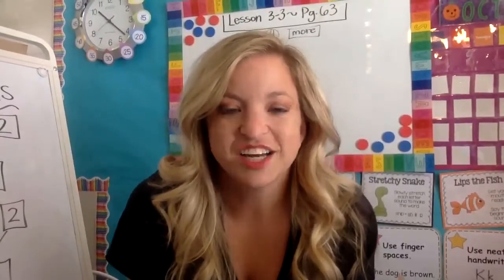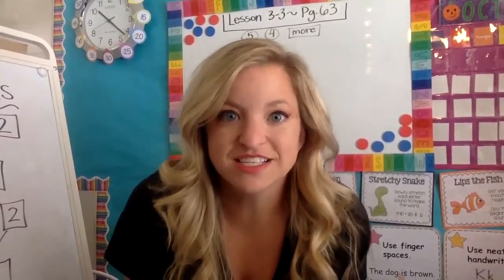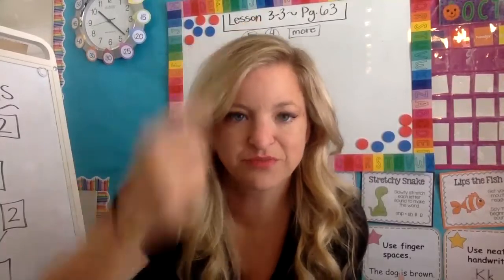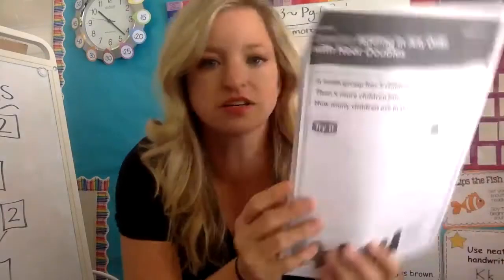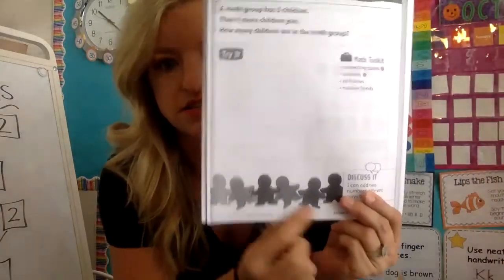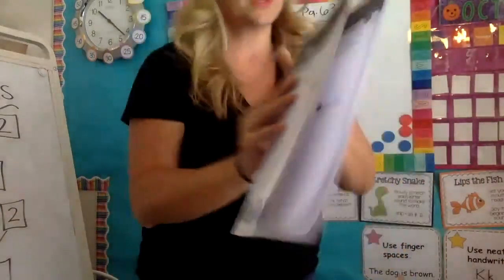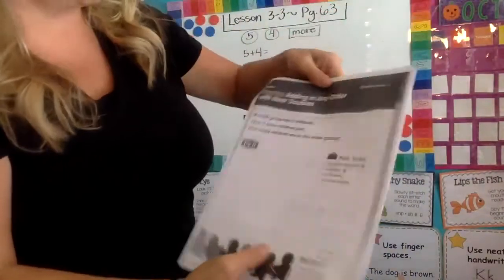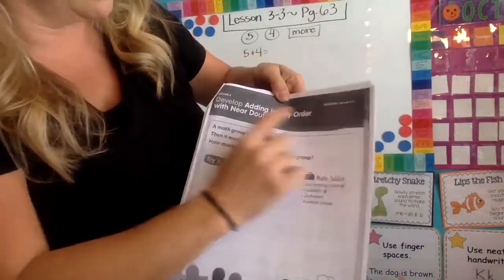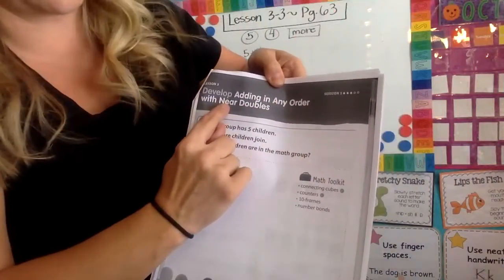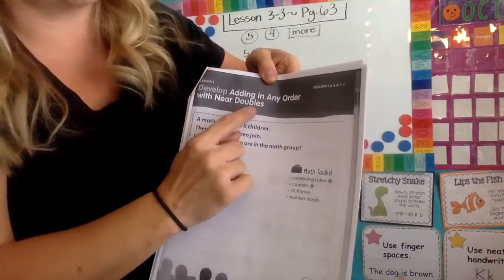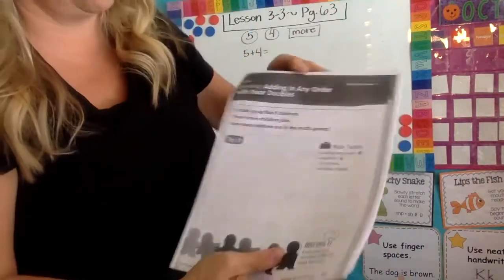Hey guys, we're doing lesson 3, session 3, as you see right there, and we're on page 63, so a lot of threes. It looks like this, has these cute little people down at the bottom. Says, lesson 3, session 3, develop adding in any order with near doubles. So near doubles is when it's plus or minus 1.